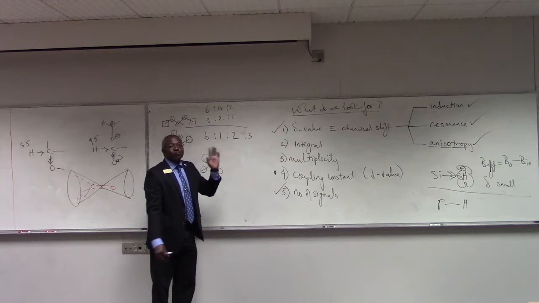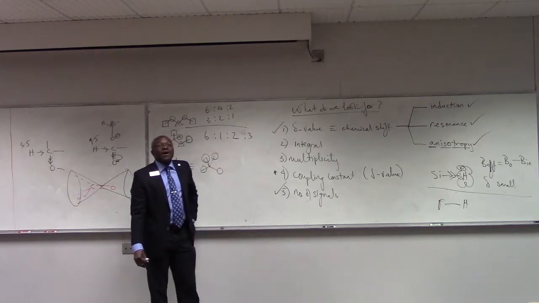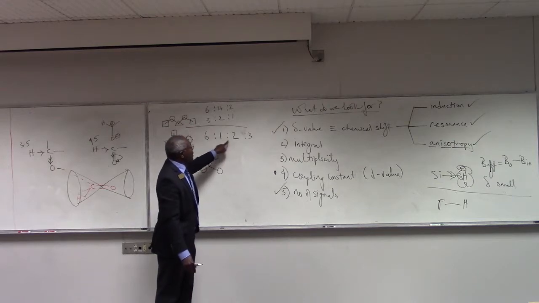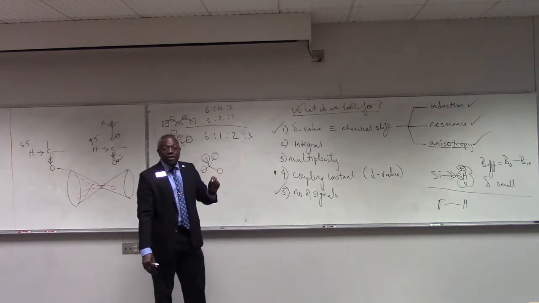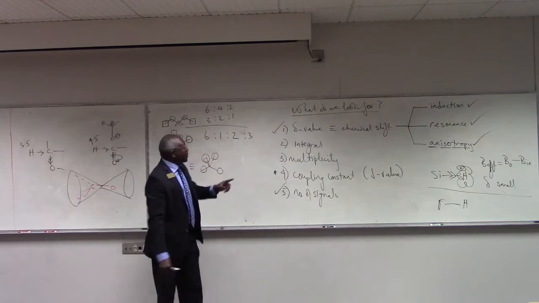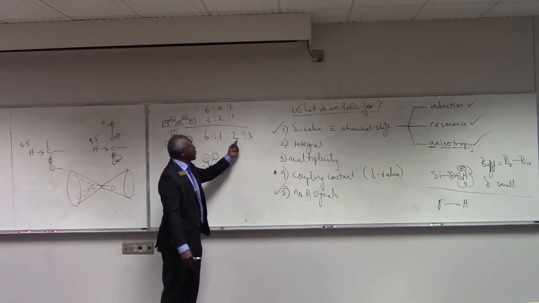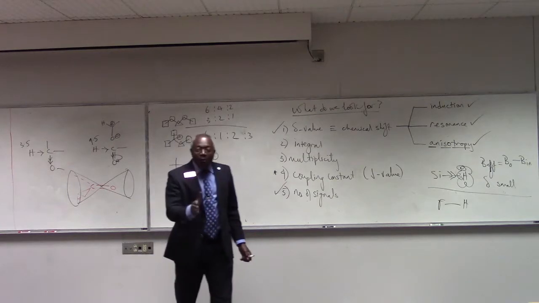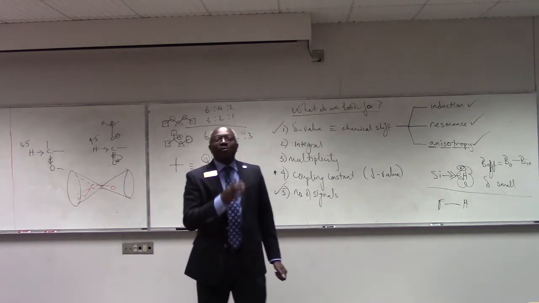The integrals are relative to each other. The NMR will never tell you I've got 6 protons and 1 proton and 2 and 3. It'll tell you that's the ratio, because your compound could have 60, 10, 20, and 30. So NMR doesn't tell you how many protons, it just tells you the ratio.